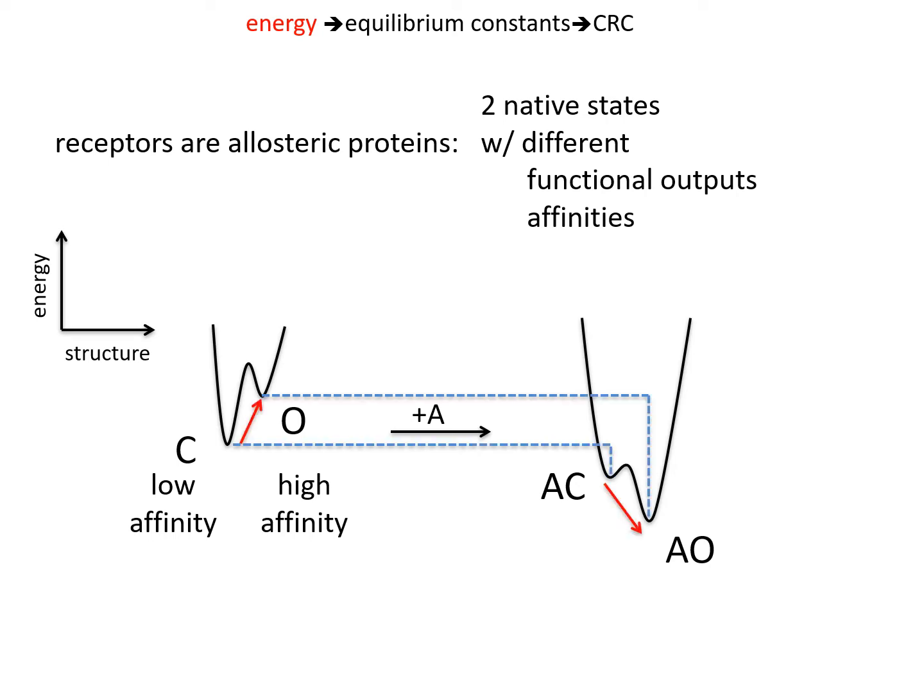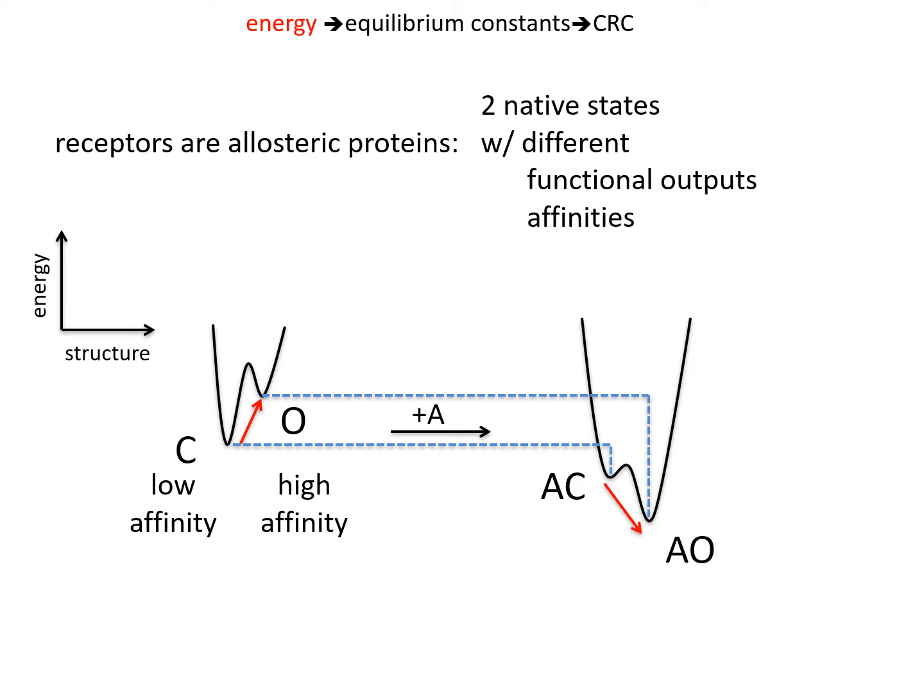When the binding site is in its C conformation, there is only a little bit of energy stabilization provided by the agonist. But when the binding site has spontaneously switched to O, the agonist provides significantly more stabilization energy. So this turns an uphill reaction without agonist into a downhill reaction with agonist.